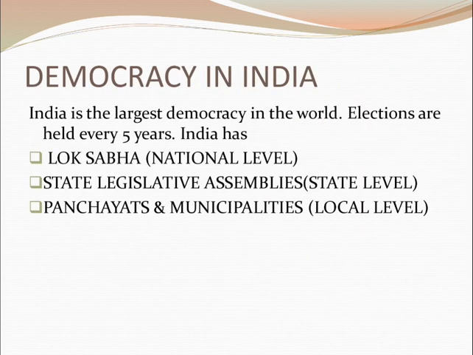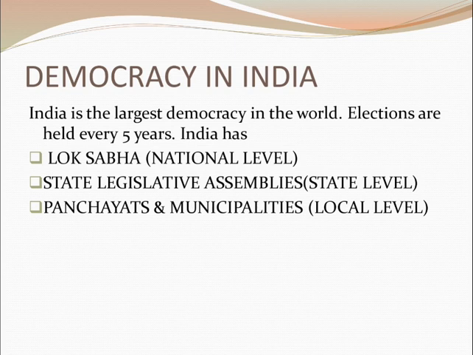Democracy in India. India is the largest democratic country in the world. Elections are held every 5 years in India. Indian democracy works at 3 levels: Lok Sabha at the national level, state legislative assemblies at the state level, and panchayats and municipalities at the local level.